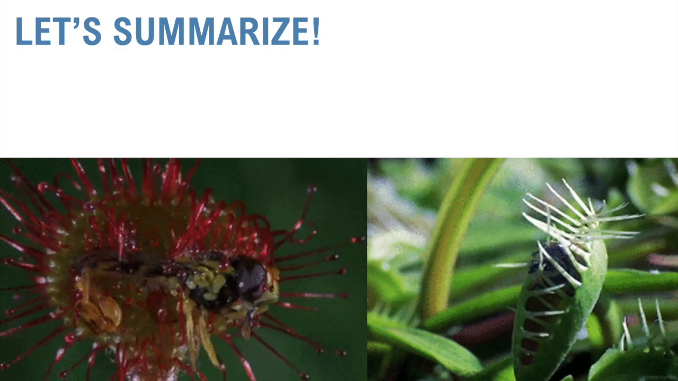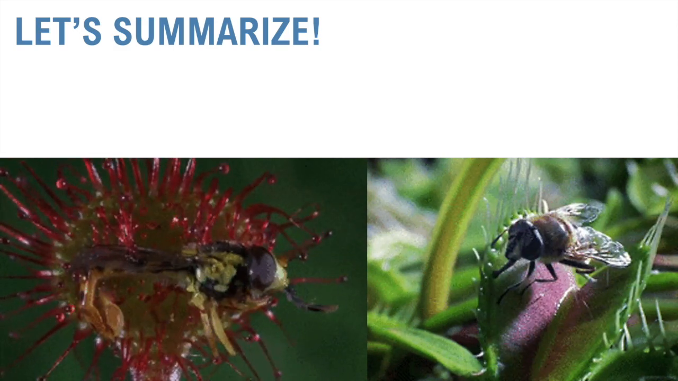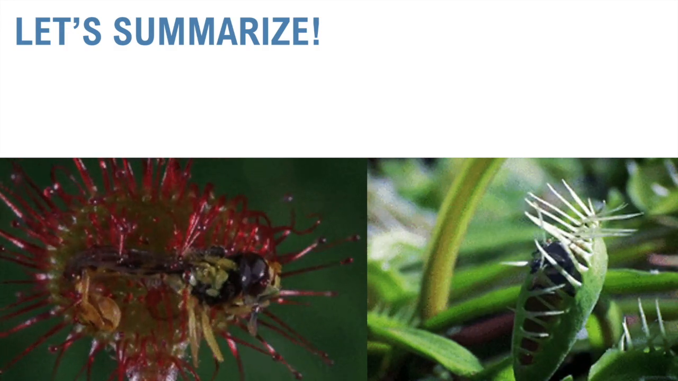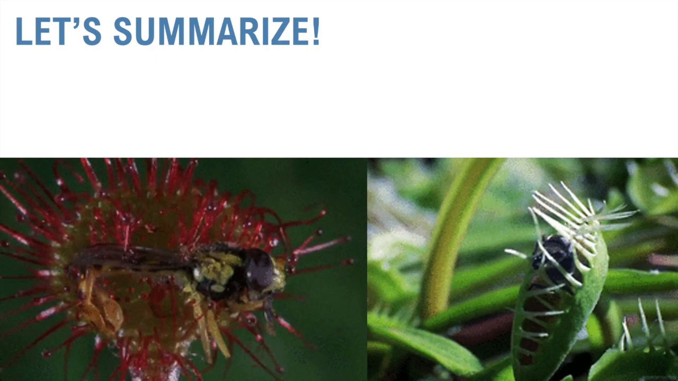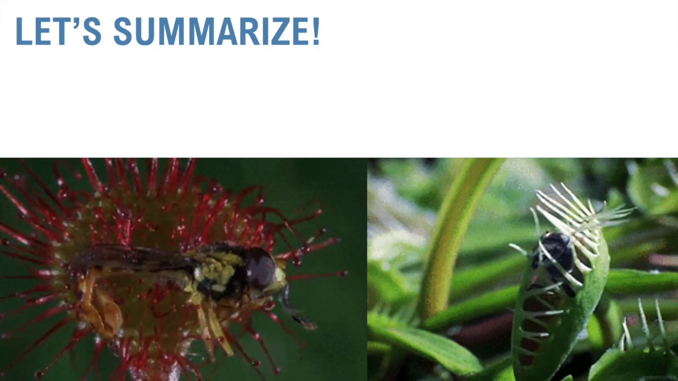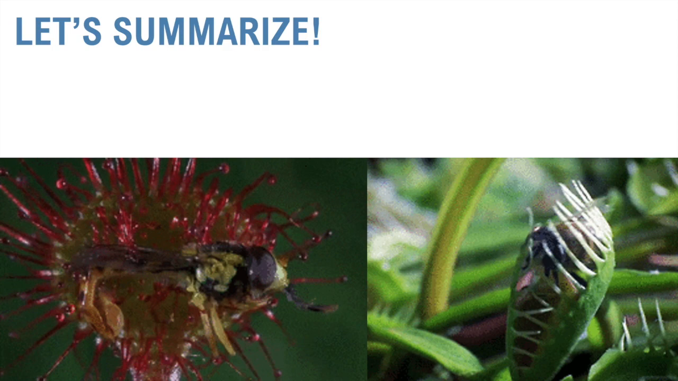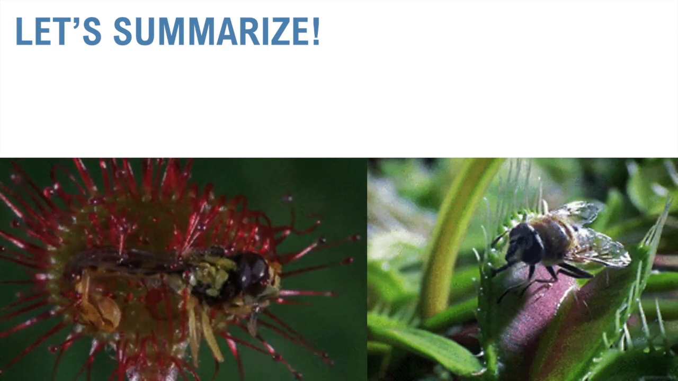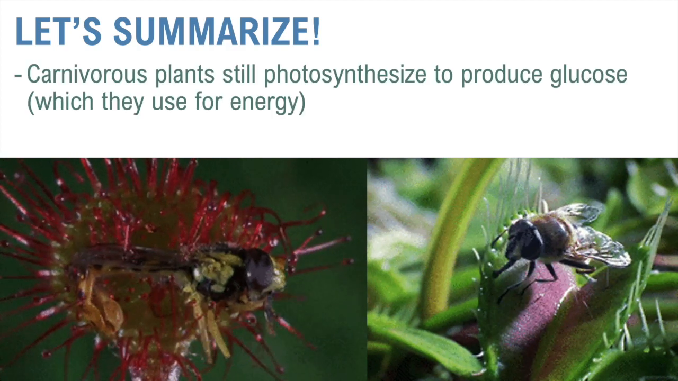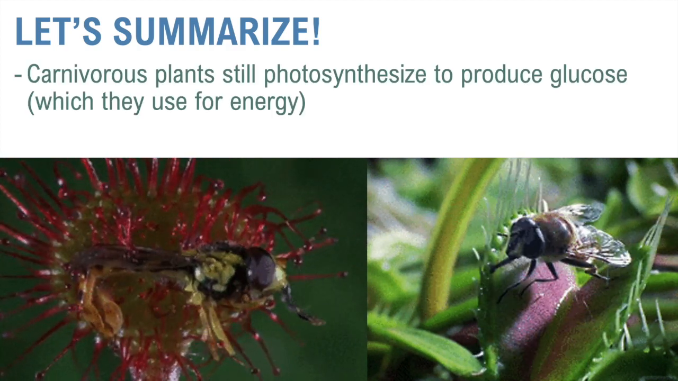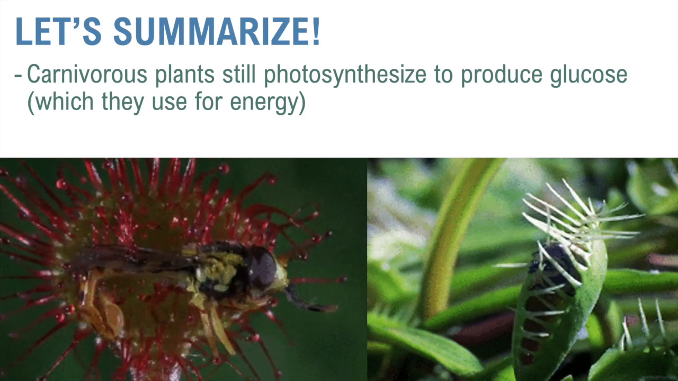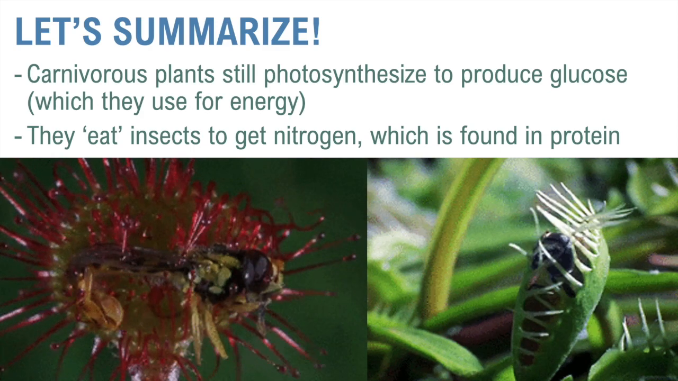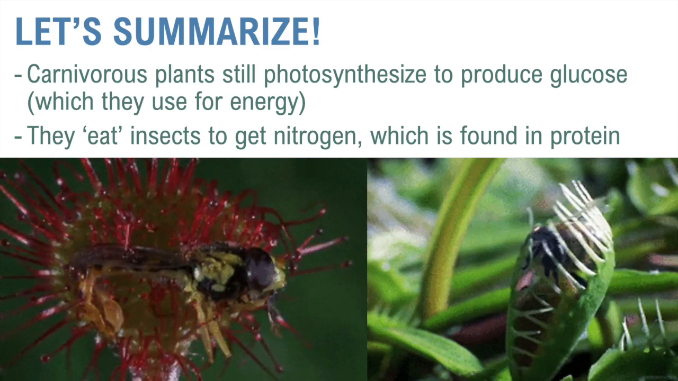So let's summarize. What have we learned about carnivorous plants? We've learned that carnivorous plants are both producers and consumers. The big question was, why do carnivorous plants still perform photosynthesis? Why do they need to make glucose even though they eat? The answer is that carnivorous plants still perform photosynthesis to produce glucose, which they use for energy, and that they eat insects to get nitrogen, which is needed to make proteins.